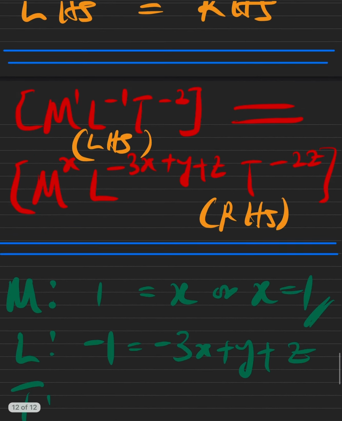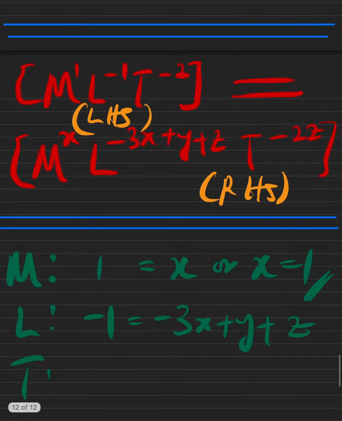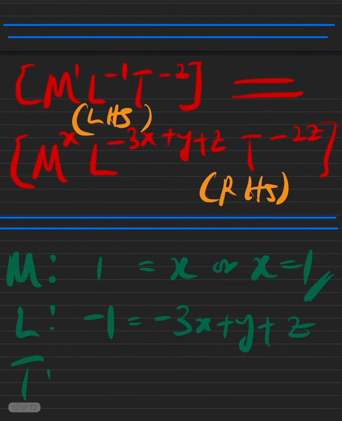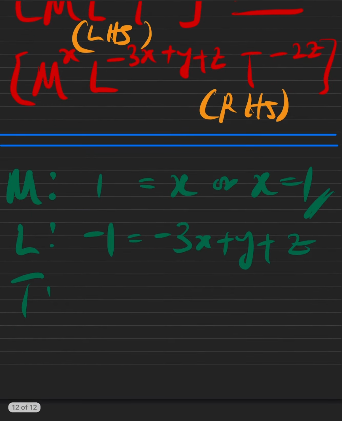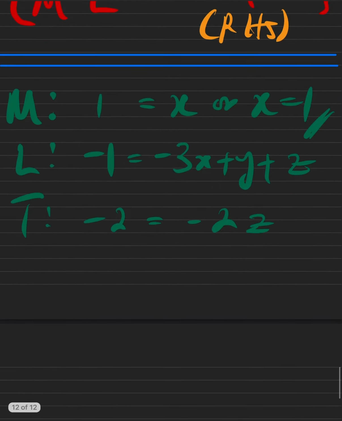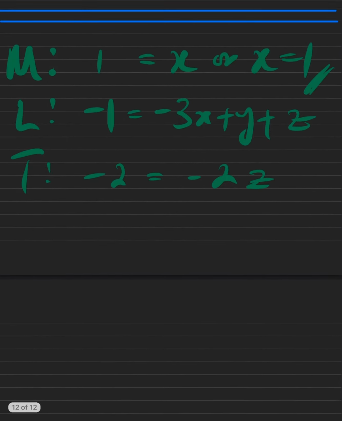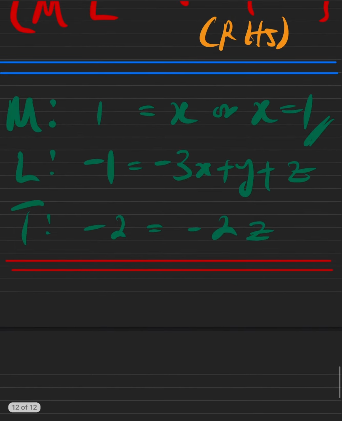Then for the third one, which talks about the time, on the left hand side you have -2. On the right hand side, you have -2z. So if you write that out, it's just telling you that you are going to have -2 equal to -2z. Right. So out of these three equations, you have to solve them to be able to get those variables that we used at the beginning. You need to solve these equations to be able to get the values of x, y, and z.